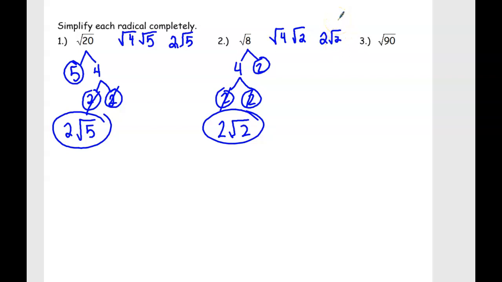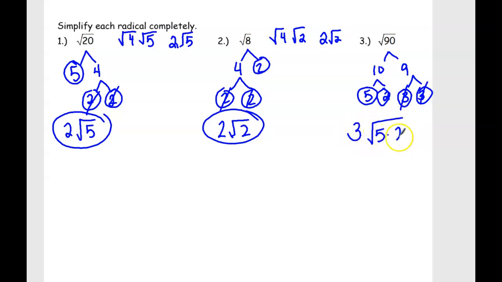Okay, with 90, I could say 10 and 9. For 10, I can say 5 times 2, and they're both prime, so I'm going to circle them. 9, I can say 3 times 3. I pause, I look, okay, my index is 2, so I'm looking for doubles. I've got double 3s, I pull it out, and then what's left over is 5 times 2. So we end up with 3 radical 10.